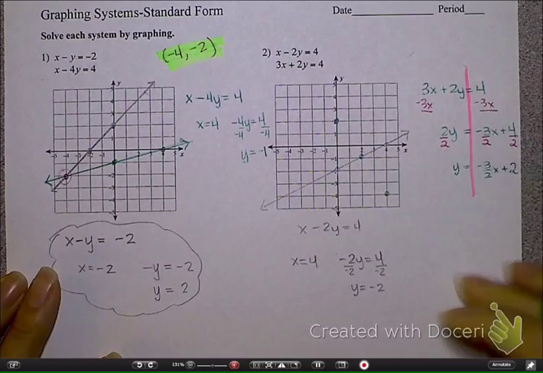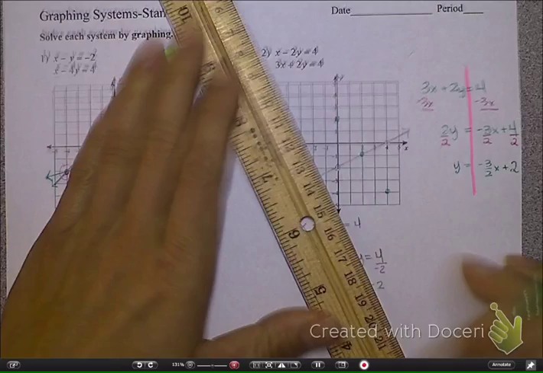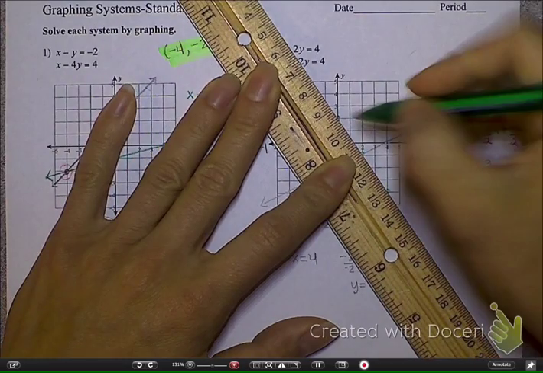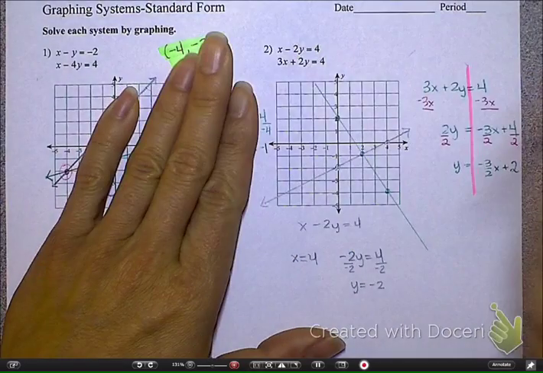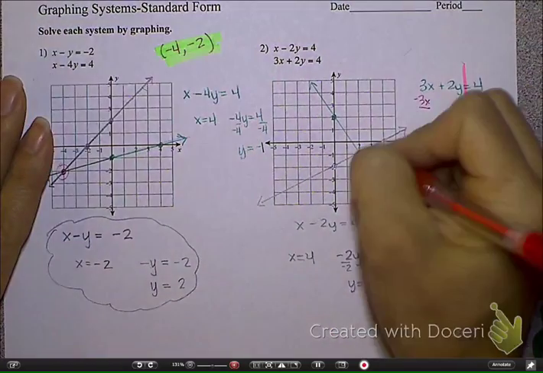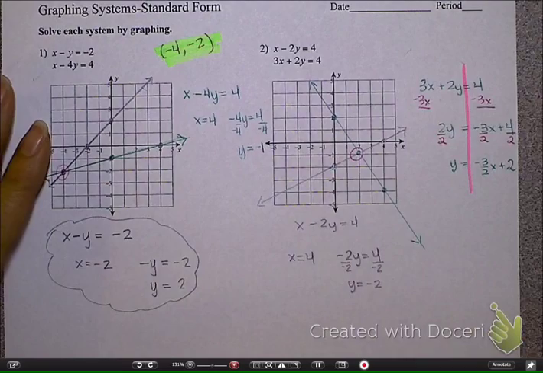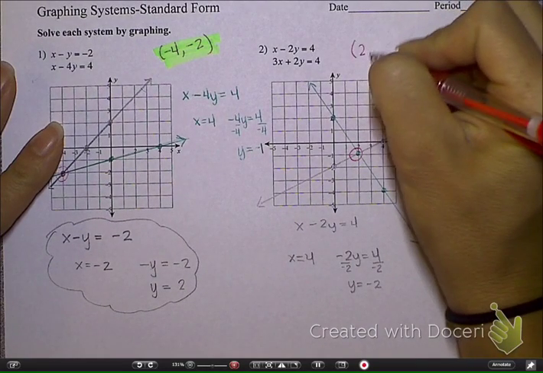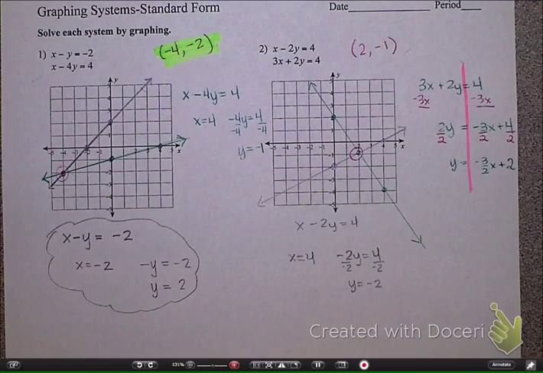Okay? So now that we've got that, now let's go ahead and connect, and can you guys see where your two lines intersect? Okay, so what is the actual answer here? This is the actual answer, so what is the actual answer? 2, negative 1. Okay, that's the actual answer.